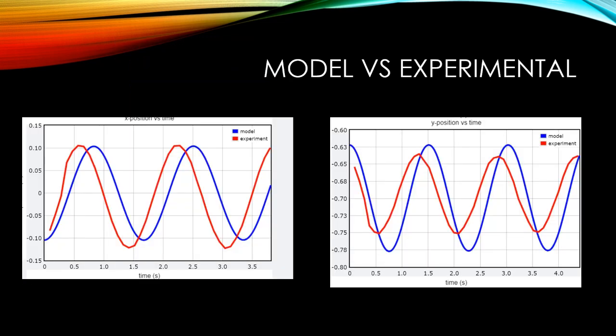And here are the graphs of my model versus experimental. As you can see, in the x direction, the model and experimental actually look pretty similar besides a slight horizontal shift. But in the y direction, there's a slight horizontal shift, and the experimental peaks are just a little bit lower than the peaks for the model.